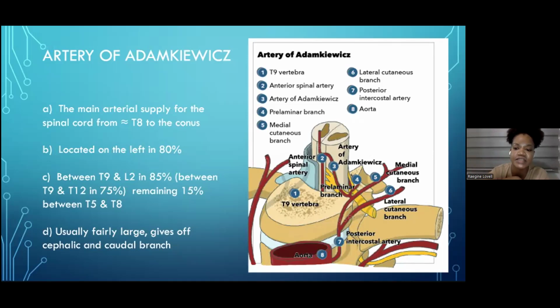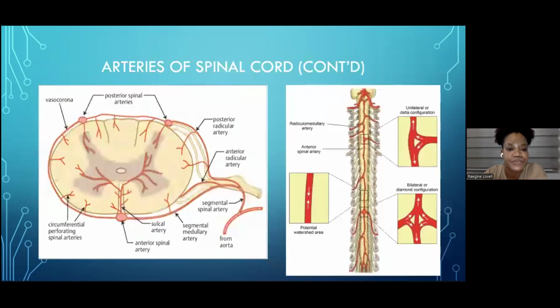And in these cases, there may be a supplemental radicular artery further down. Usually the artery of Adamkiewicz is fairly large and gives off cephalic and caudal branches, the latter of which is usually larger. And on angiography, it gives a hairpin appearance. So, continuing the arterial supply.